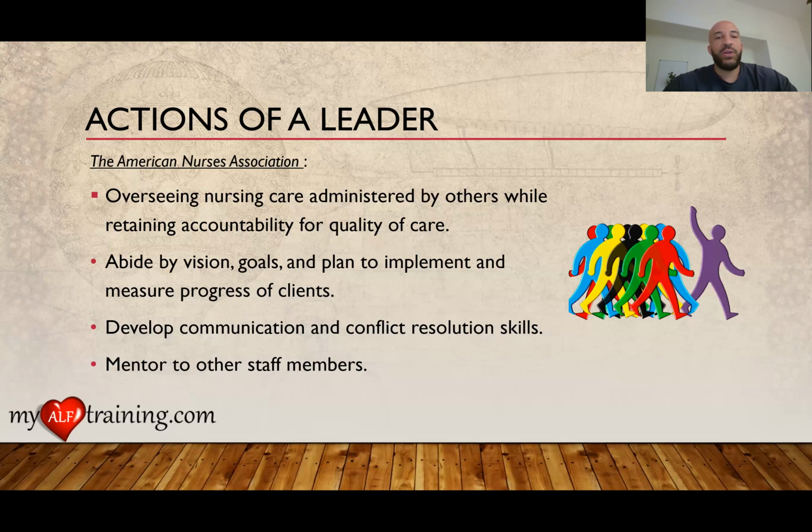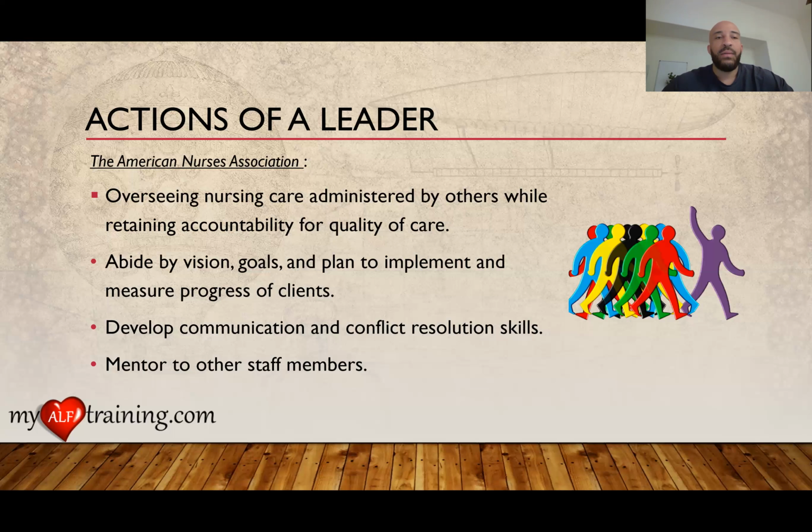And last but certainly not least, one important action of a leader is to be a mentor to other staff members. And being a mentor to other staff members definitely coincides with the previous bullet, where we talked about the leader showing other staff members how to behave in certain situations, mentoring them, coaching them, recognizing their fears, letting them know that they're normal, and talking them through it.